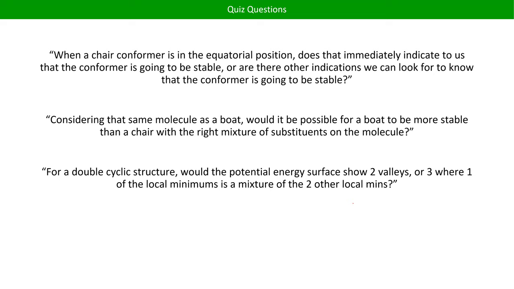This is a good question. If you have a boat with the right substituents, could you conceivably have a conformer where the boat is more stable than the chair? Probably. But it would have to be something bicyclic where it's locked into the chair, or where you get two fused rings, or something really funky going on. Because almost always one of your chair conformers is going to be more stable unless you've got something else going on that's a real extreme case.